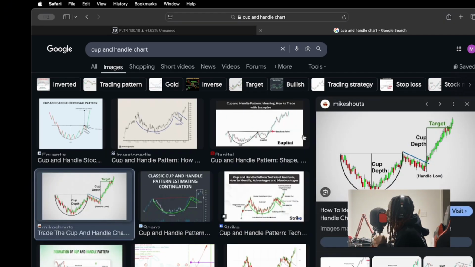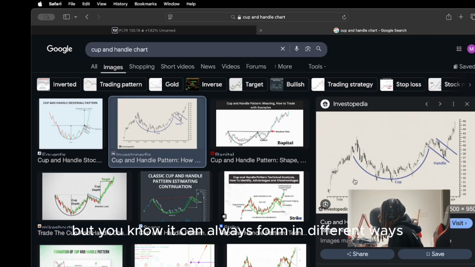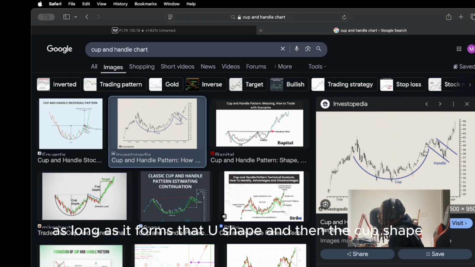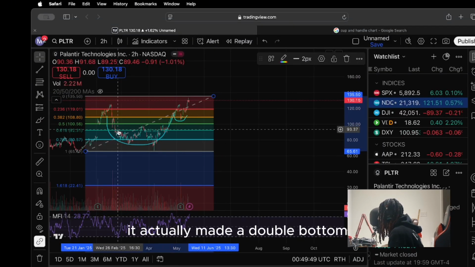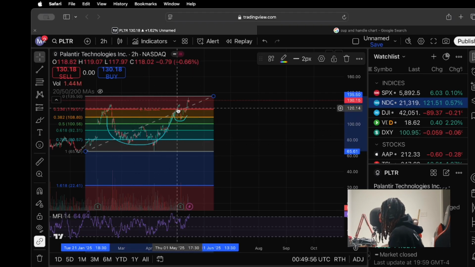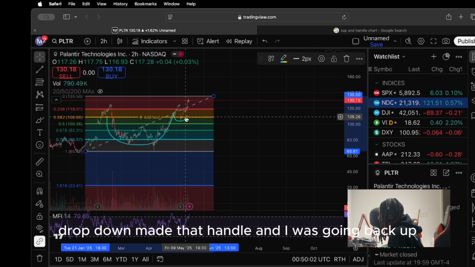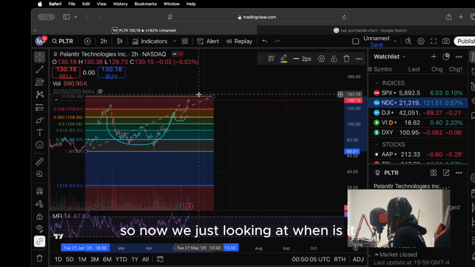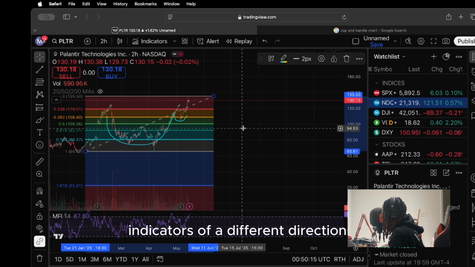So boom. This is like the ideal example of a cup and handle, but it can always form in different ways. As long as it forms that U shape, the cup shape, and then the handle shape. This is the cup and then this is the handle, and then it goes. So, as you can see here, it actually made a double bottom, which is another indicator of bullish momentum, which is shown right here, and then boom, drop down, made that handle. Now it's going back up. So now we're just waiting to see. We're gonna ride this horse right now until we see any real indicators of a different direction.